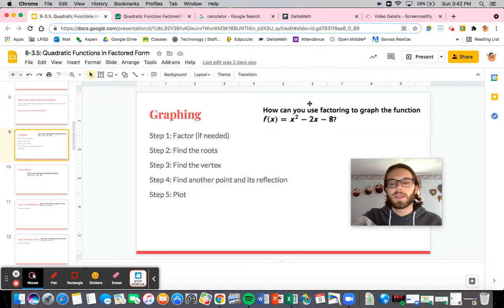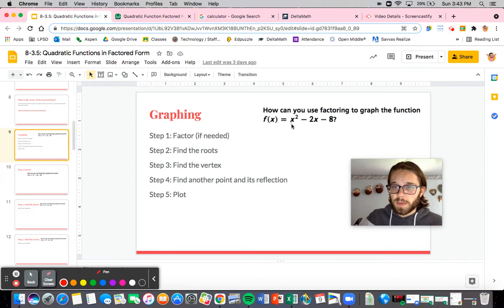You kind of have to find the vertex, which is negative b over 2a. But let's say you don't feel like doing that, and you want to get away without doing the negative b over 2a. So step one of graphing is that you factor if needed. Essentially, if you look at just this part, you know how to factor this.